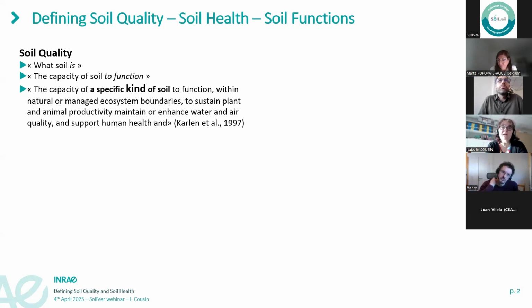And in fact, when you think of the monitoring networks in your countries, probably the main indicators that are collected are indicators which just qualify what the soil is. Then what is perhaps more important for us is the capacity of soil to function. So it's directly linked to soil functioning and soil functions, and I will focus more on this point.